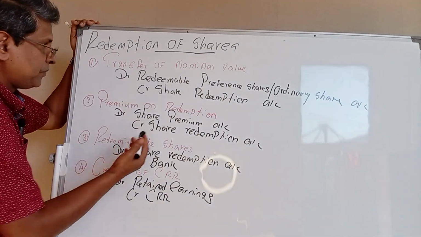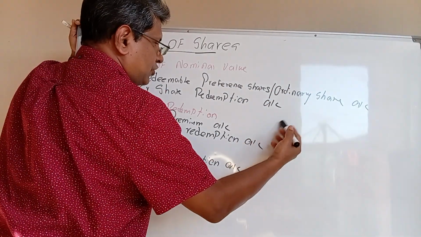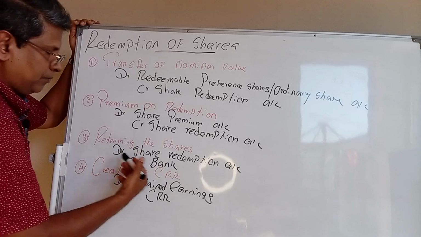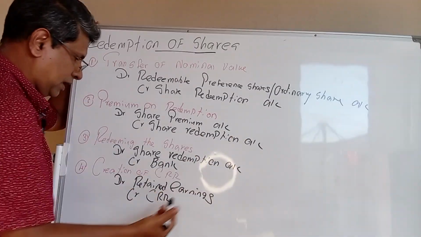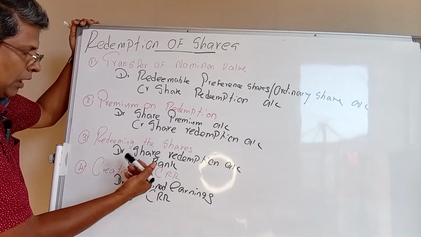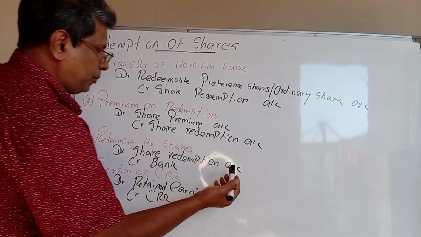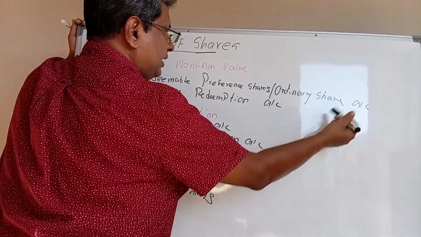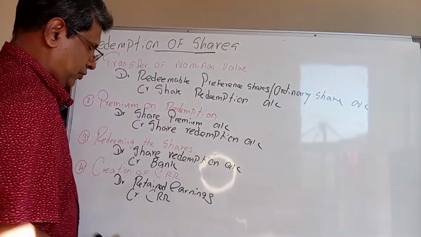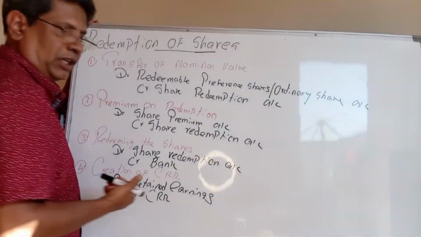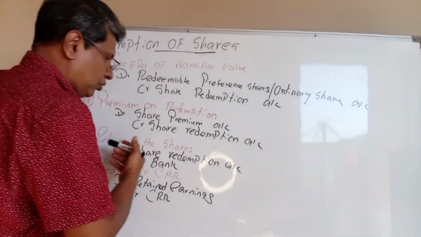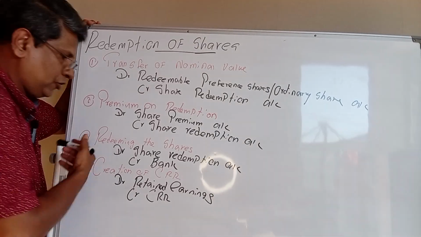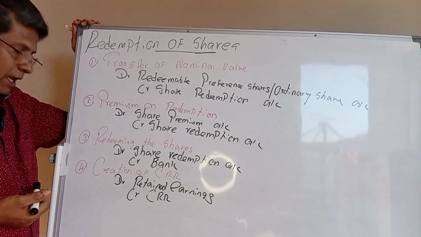Right, the third one. Nominal value done, share premium done. Now you can redeem your shares. When you redeem your shares, there's a cash outflow. You pay the money, the nominal value and the share premium. So you debit your share redemption account and you credit your bank account.